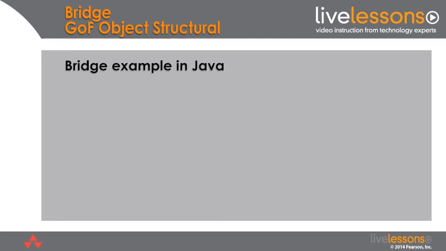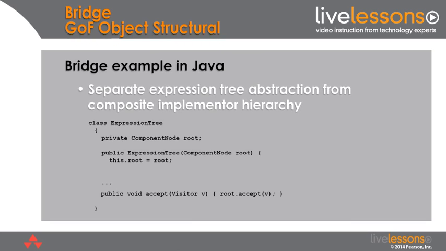Let's now take a look at how you might implement the bridge pattern in Java. We're going to use this to separate the expression tree abstraction from the composite implementer hierarchy. So we define an expression tree, and we have a number of fields and methods defined there. We can put a component node root data member that stores the root of the composite implementer hierarchy. We can have a constructor that passes in that root and stores it in the field that's private to the expression tree objects. And then we can also go ahead and define various methods.